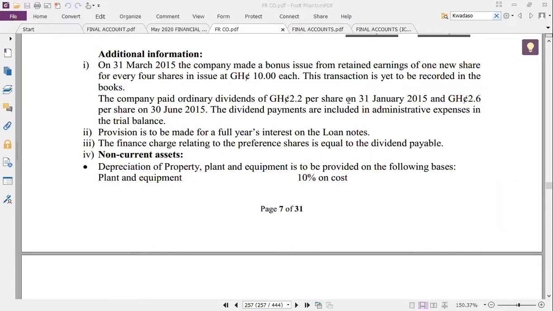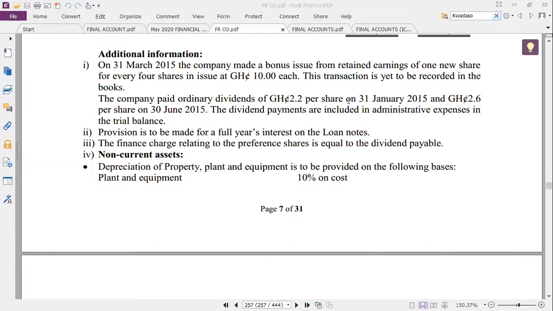10 Ghana cedis each. And this transaction is yet to be recorded in your books, so you have to record it. Good. This is the same question, and a similar one was in that year's question bank. So the question bank that you have, take it serious. A similar one was in the 2015 question bank.